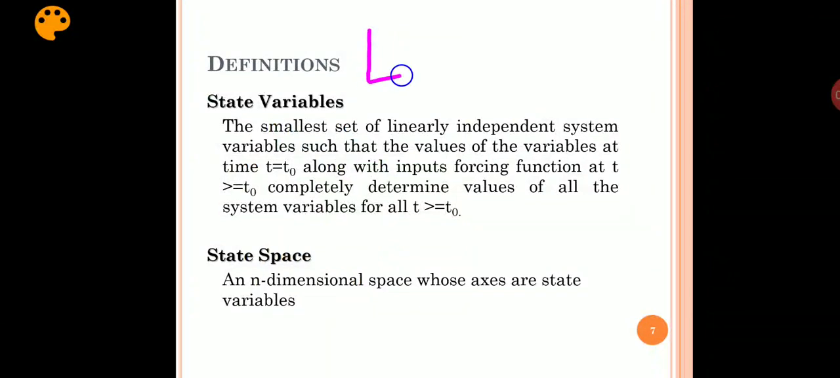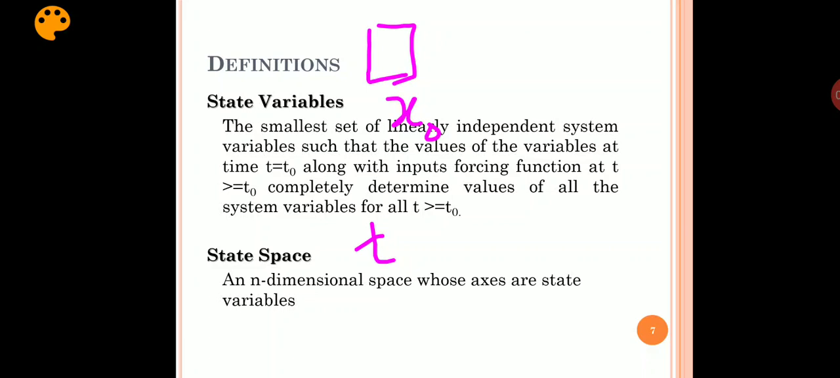Suppose I have an object and its initial position is x naught. If you ask me at any point of time t what is the position of this object, and I know that the object is at rest, then I can say that the initial position itself, that is x naught, is its position at any point of time. That means its initial position will act as a state variable. That means I'm able to find its output at any point of time.